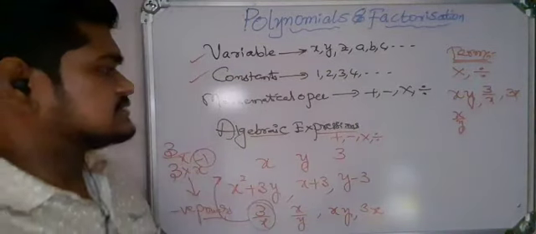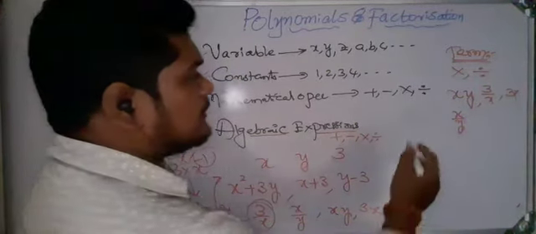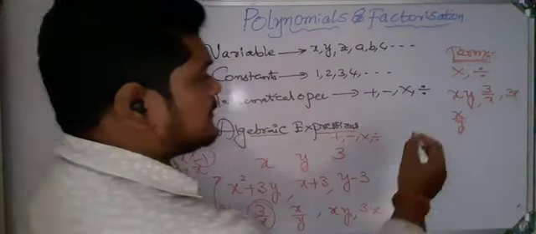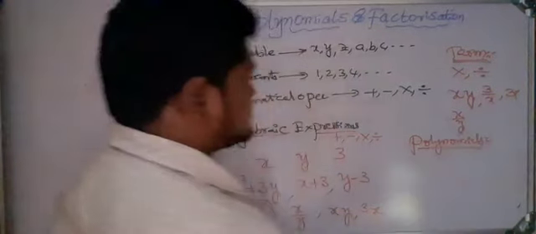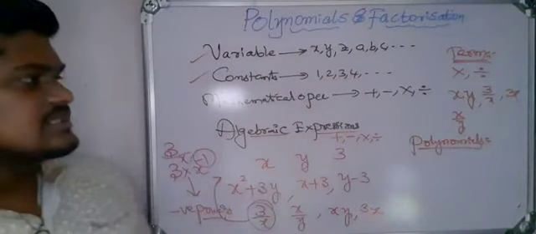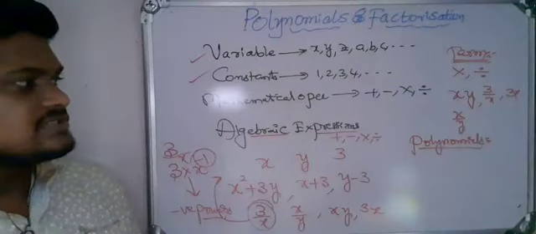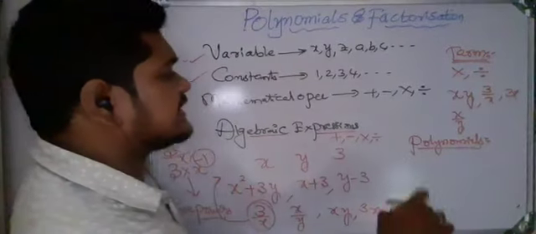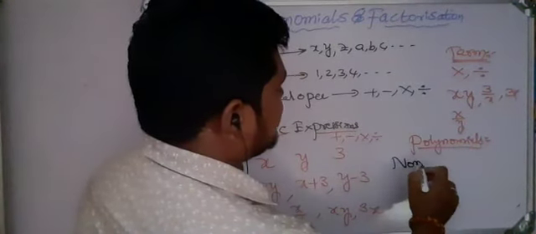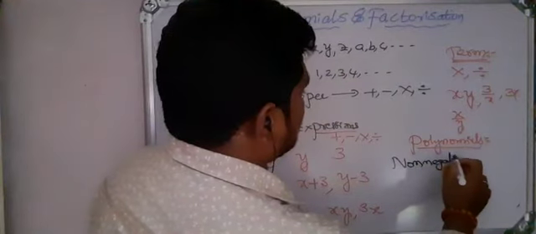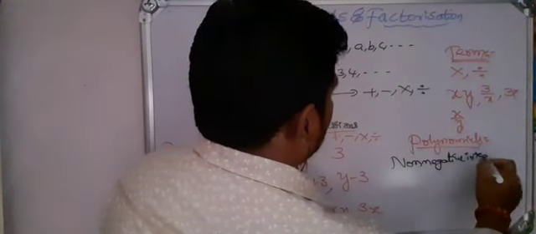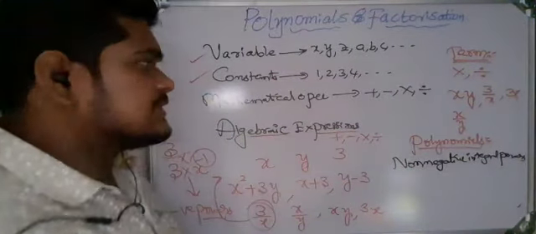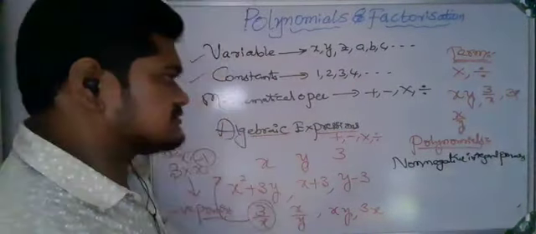Coming to polynomials, we told one condition in the last class. In the last class we discussed that for polynomials, the powers of the variables should be non-negative integral powers. What is meant by non-negative integral powers? Let us observe.